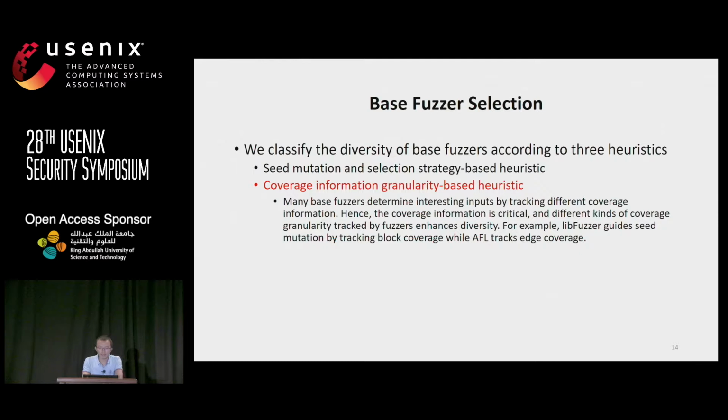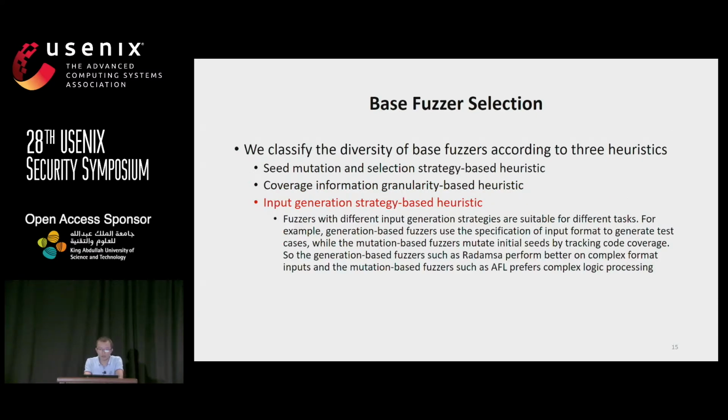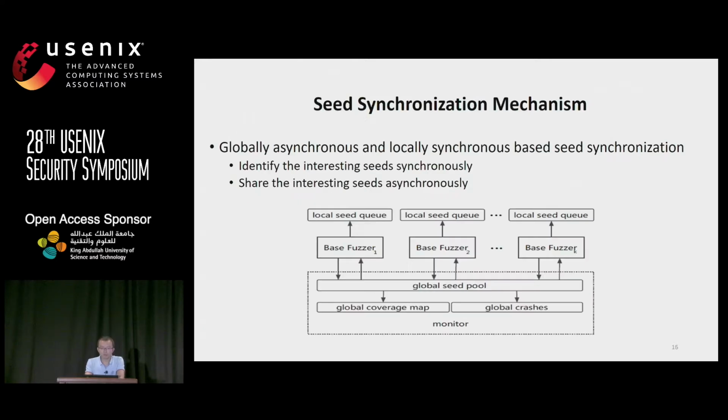The second is the coverage information granularity-based heuristic. For example, libFuzzer guides seed mutation by checking block coverage, while AFL checks edge coverage. The third is the input generation strategy-based heuristic. For example, Radamsa and Peach use format specification, and others may learn the format during fuzzing to generate the seeds. Based on these 3 heuristics, we can select the different base fuzzers. We can choose the fuzzers as diverse as possible.